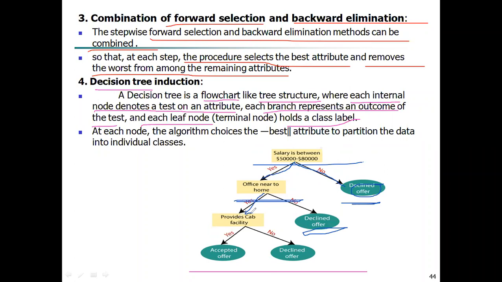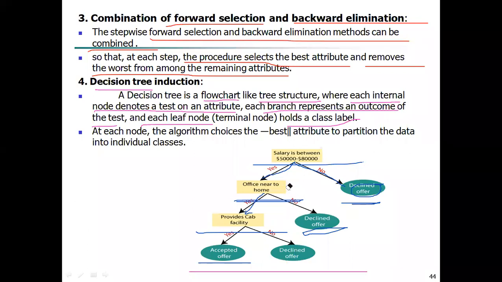And decision 3: suppose it is near to your home, I mean the company is within the city only, what is your next condition? Your next condition is whether they are providing cab facility or not. Like how our college is providing college buses, so like that, whether that particular company is providing cab facility or not. If yes, you are going to accept the offer. If no, you are going to reject this offer. Okay, this is the decision tree.